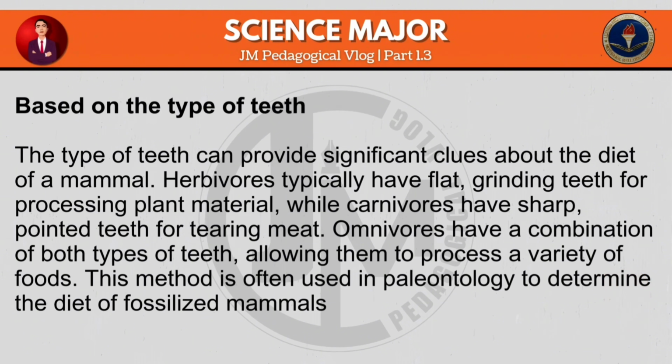The type of teeth can provide significant clues about the diet of a mammal. Herbivores typically have flat, grinding teeth for processing plant material, while carnivores have sharp, pointed teeth for tearing meat. Omnivores have a combination of both types of teeth, allowing them to process a variety of foods. This method is often used in paleontology to determine the diet of fossilized mammals.